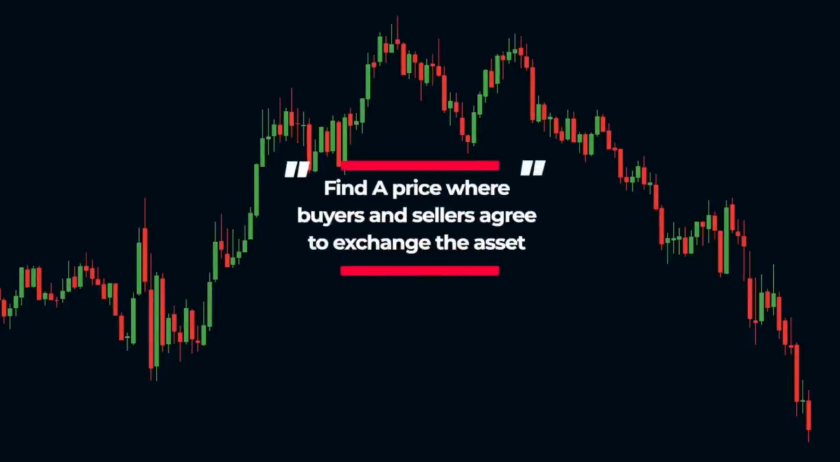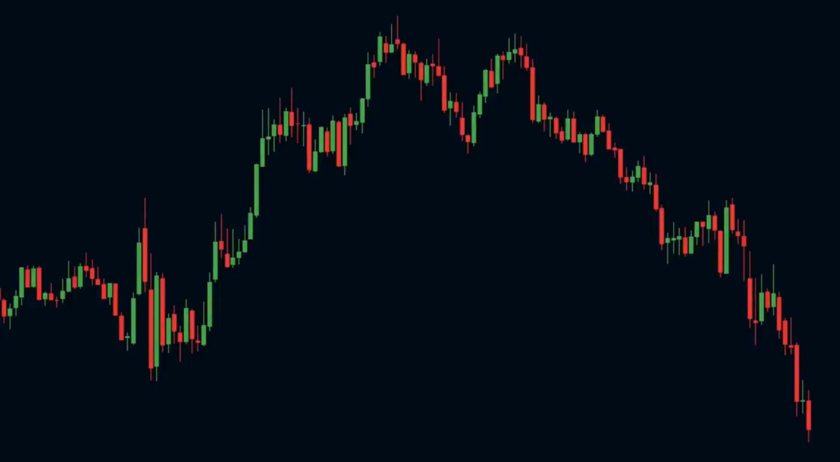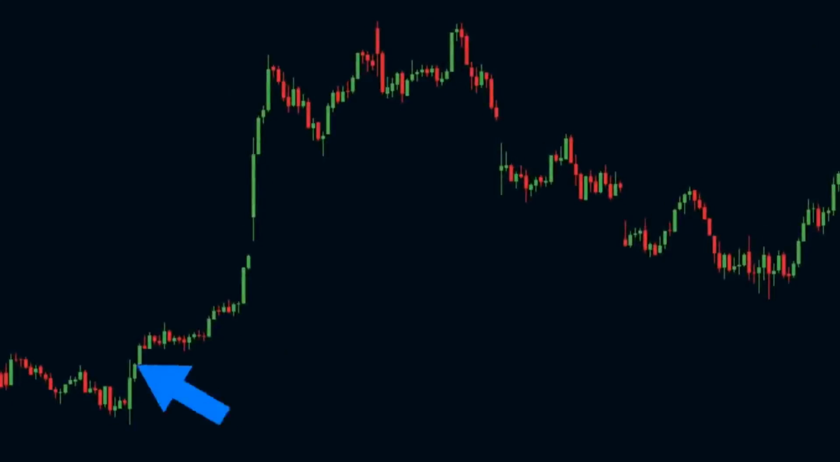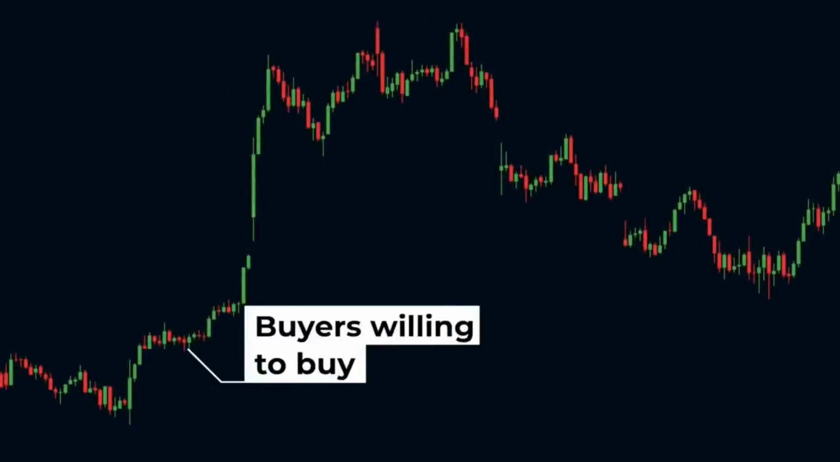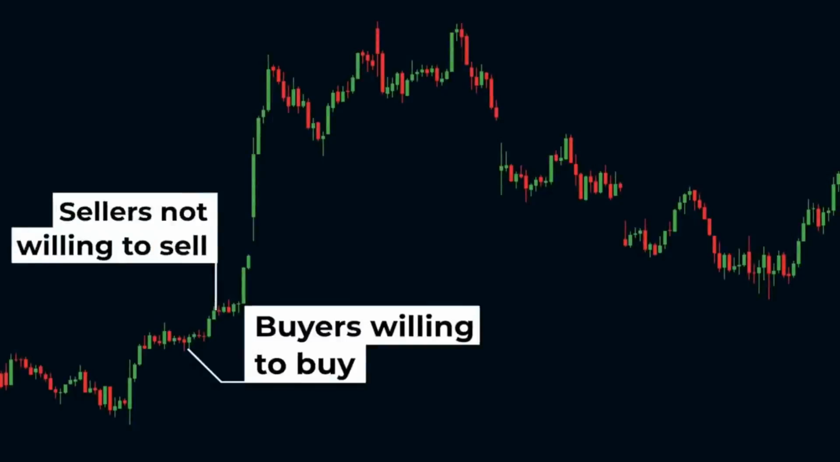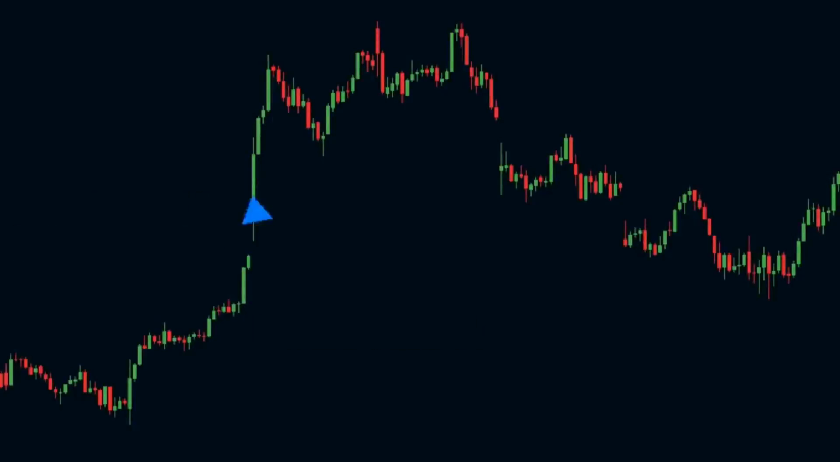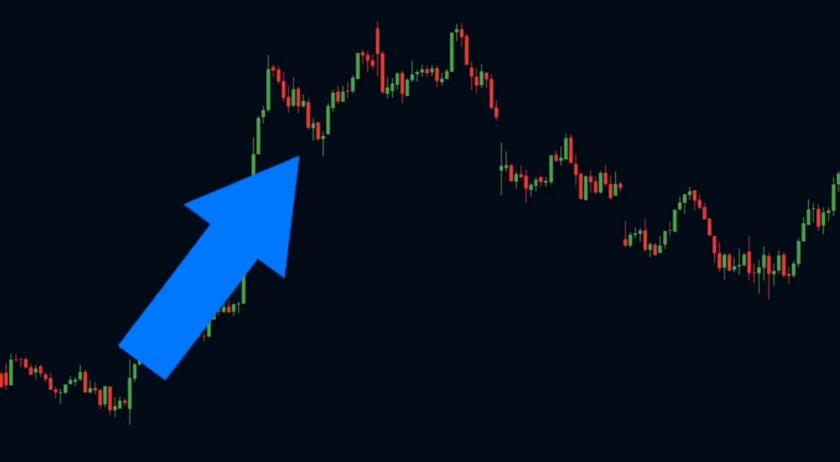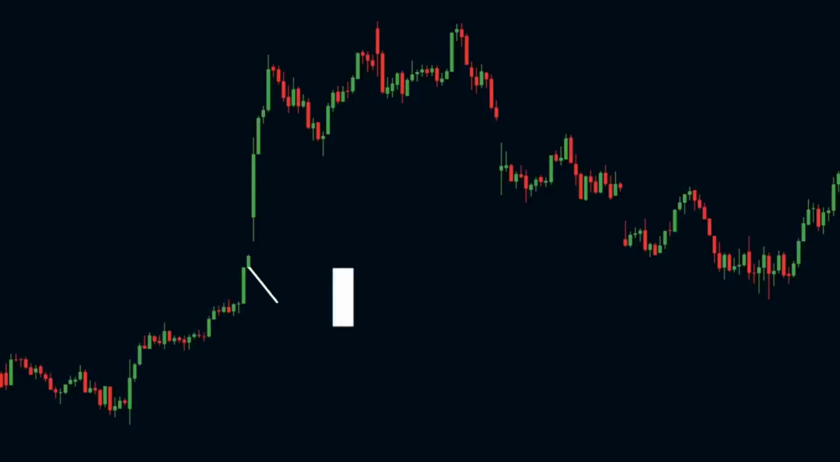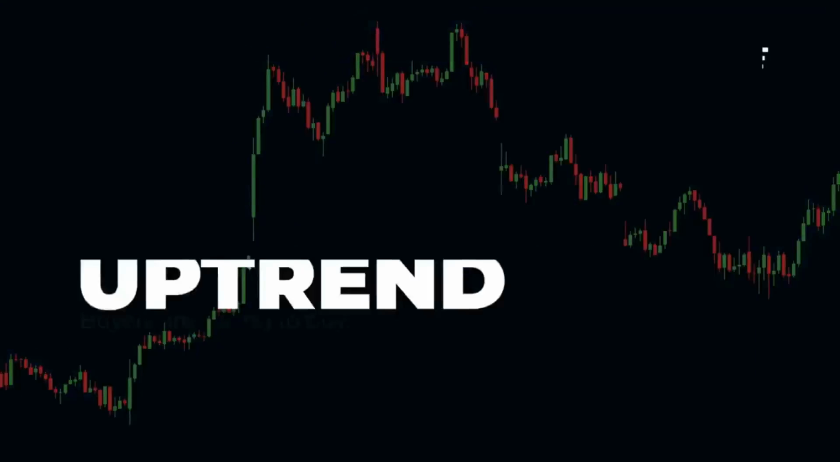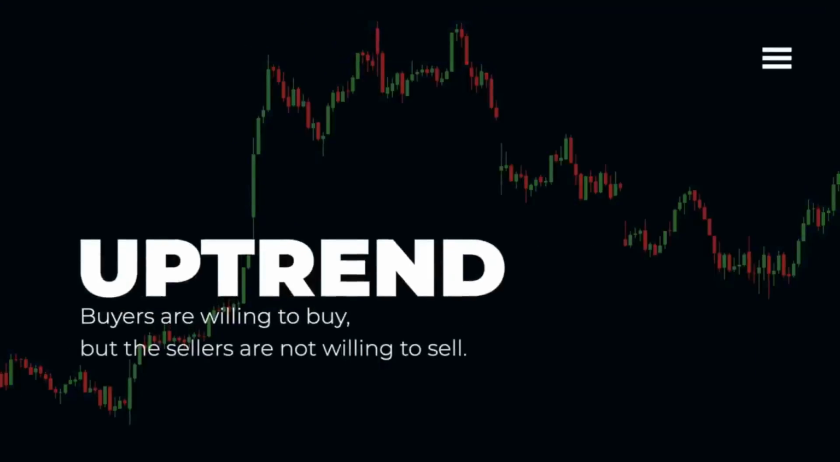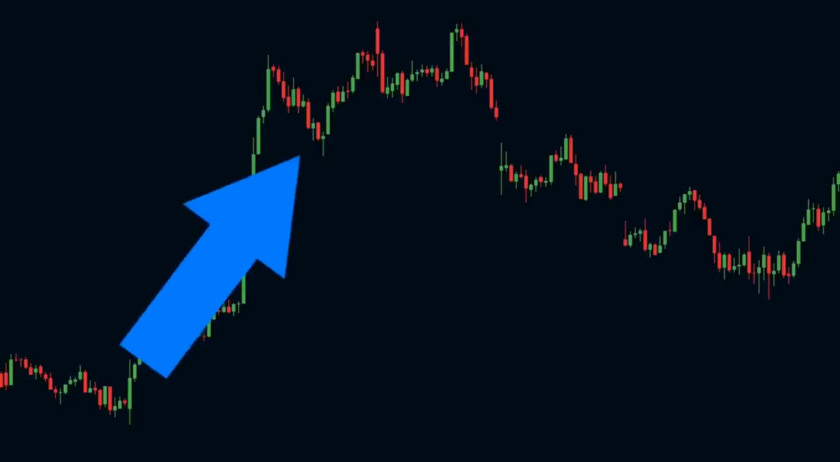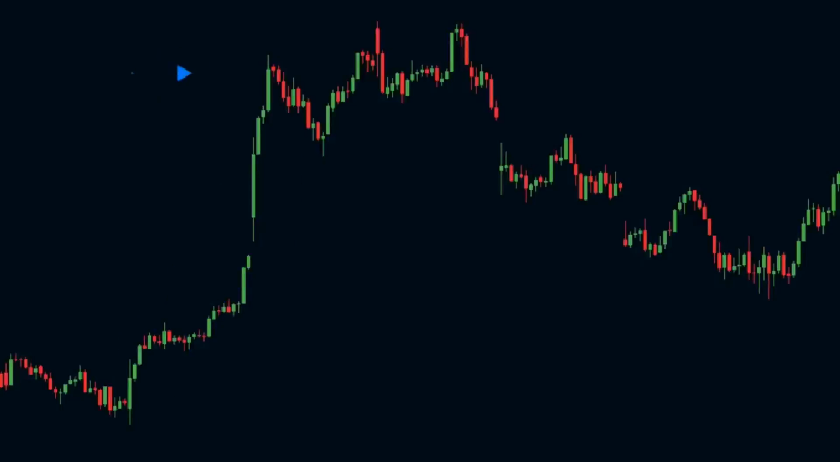Let's understand how the markets move with an example on this chart. When the market was trading around this price, the buyers were buying willingly, but the sellers were not willing to sell. Therefore, the buyers take the prices higher in order to entice the sellers to sell. Therefore, we see an uptrend. Remember, in an uptrend, the buyers are willing to buy, but the sellers are not willing to sell. Therefore, the prices go up.